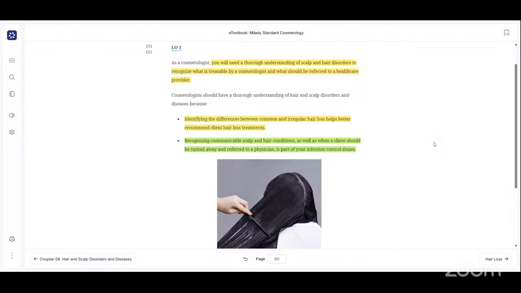Because the things it is asking you to do, you've already been doing. Okay, so recognizing communicable scalp and hair conditions. We talked about eczema. We talked about contact dermatitis. This is just going to be a refresher. Okay, there's a term called canities. Canities.